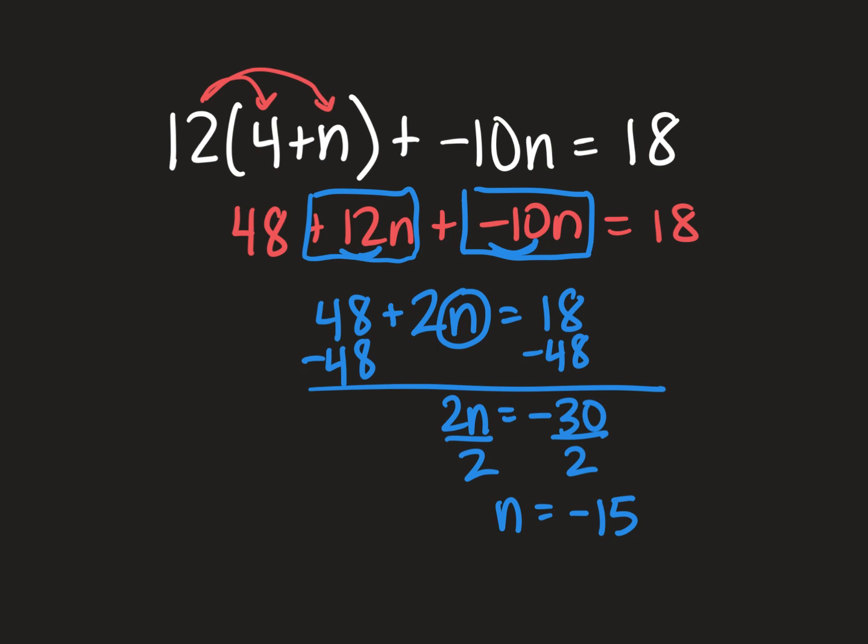A strategy for making sure you understand this type of problem is to write this problem on a separate piece of paper and go ahead and try to solve it on your own, seeing if you can replicate these steps and arrive at the final answer of n equals -15.